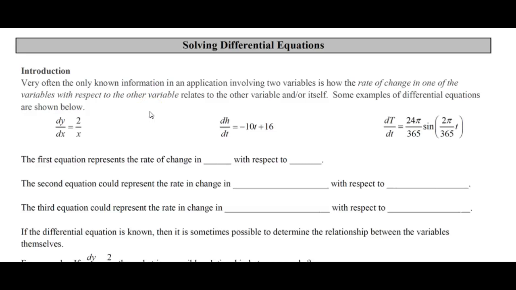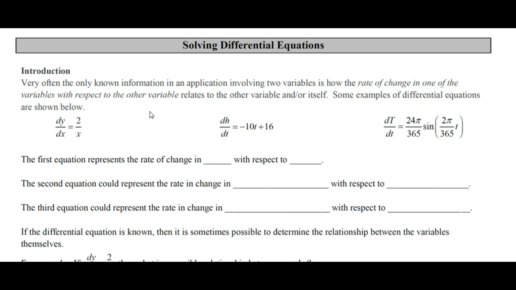So solving differential equations, very often the only known information in an application involving two variables is how the rate of change in one of the variables with respect to the other variable relates to the other variable and/or itself. Wrap your head around that one. Some examples of differential equations are shown below. Sometimes we only know the derivative, or the rate of change.